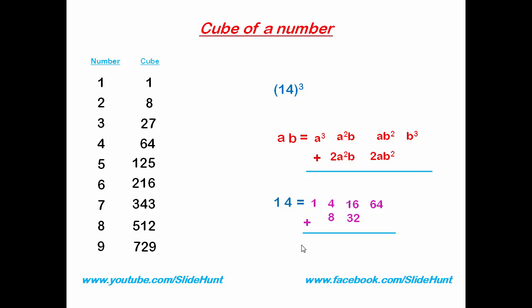Now add these numbers. From each number we take only one digit. If the number has two digits, we add the leftmost digit to the next number as carry. So we write here 4 and 6 is carry. 6 plus 6 is 12. 12 plus 2 is 14. We write here 4 and 1 is carry. 1 plus 1 is 2. 2 plus 3 is 5. Here we take only one digit, so we consider 5 as carry. 5 plus 4 is 9. 9 plus 8 is 17. We write here 7 and 1 is carry. 1 plus 1 is 2. So the cube of 14 is 2744.